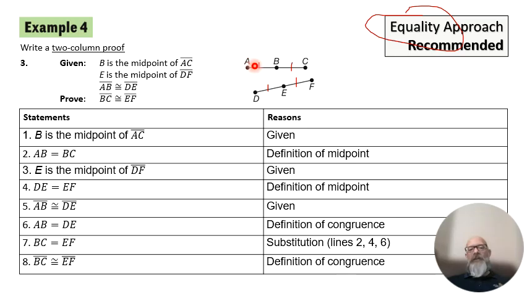I guess what I should have done is put a single tick here and a single tick here, a double tick here and a double tick here, because I don't know that those are congruent. But once I know that AB is congruent to DE, then I know they're both single ticks, then all 4 of these are single ticks. Therefore, what I need to prove is that BC is congruent to EF.